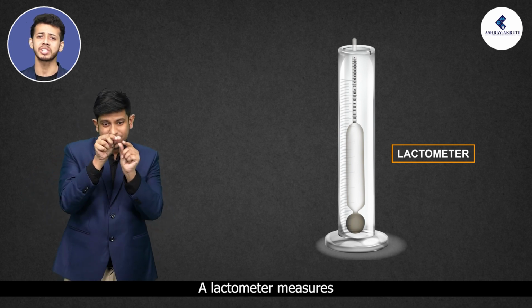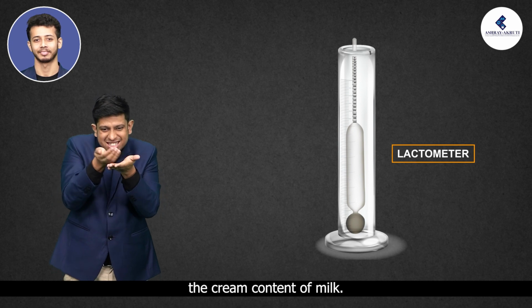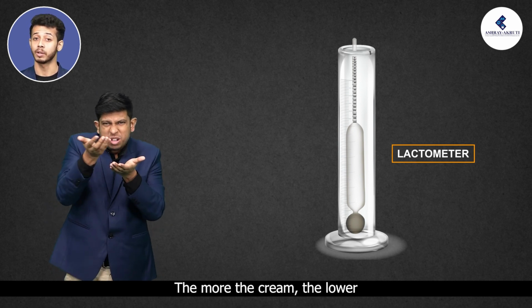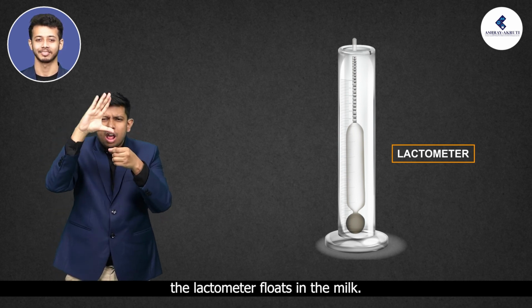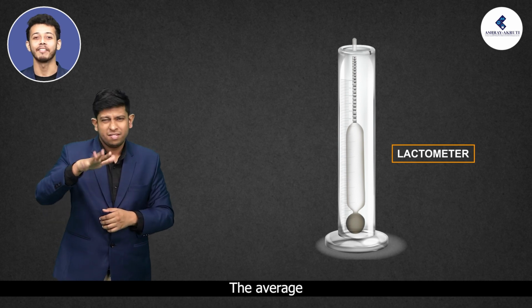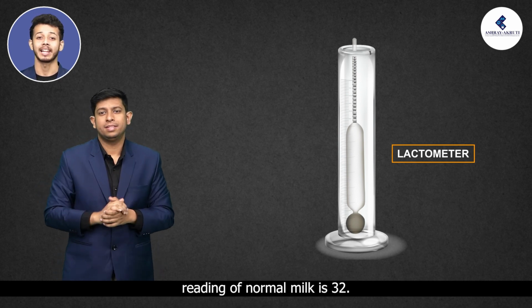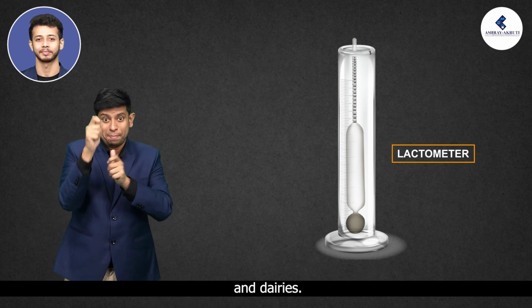A lactometer measures the cream content of milk. The more the cream, the lower the lactometer floats in the milk. The average reading of normal milk is 32. Lactometers are used at milk processing units and dairies.